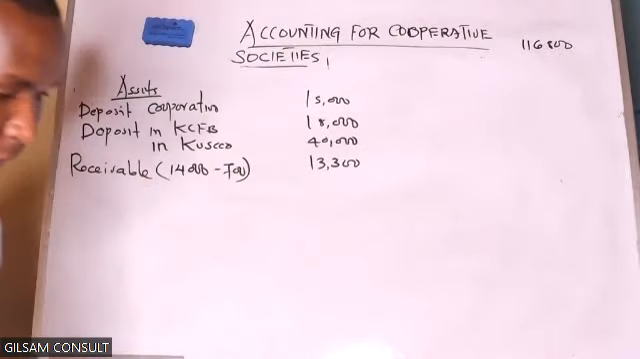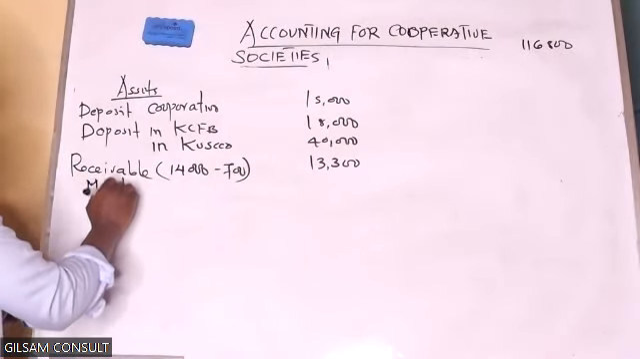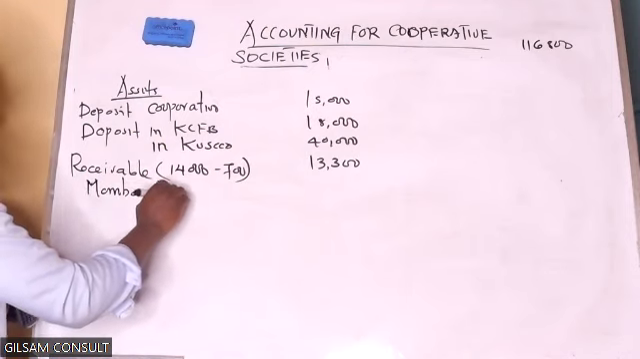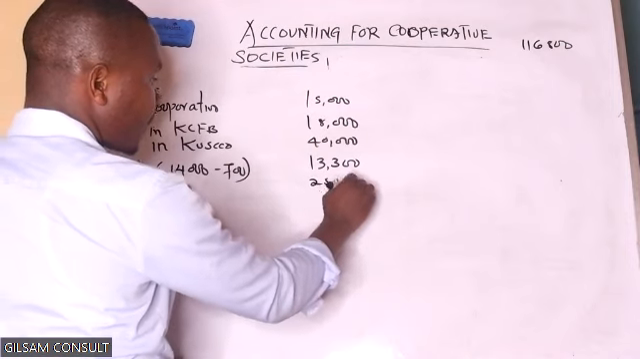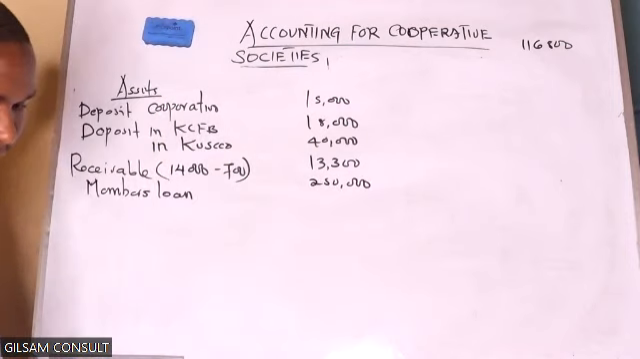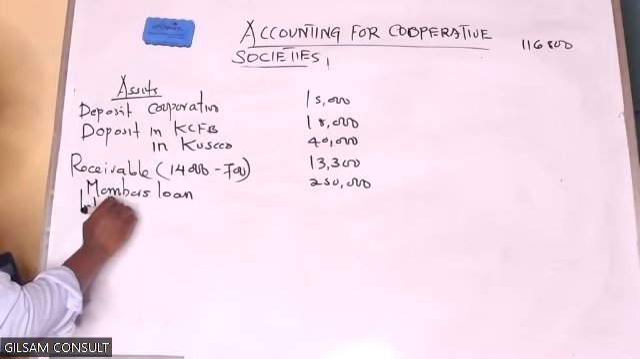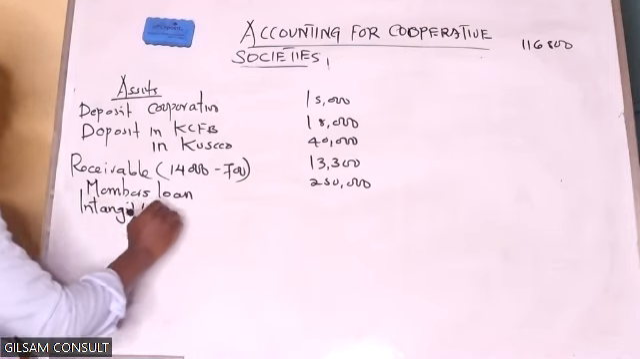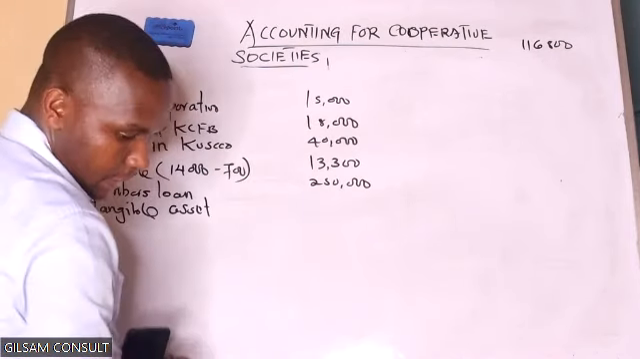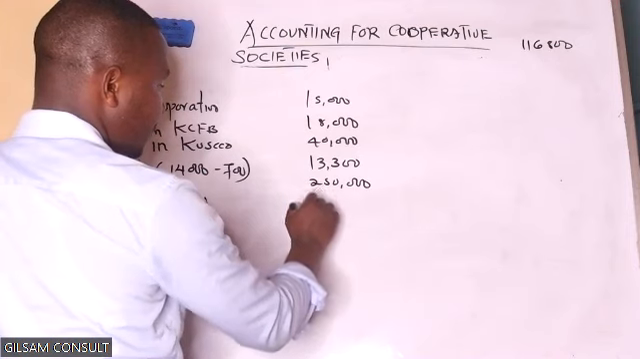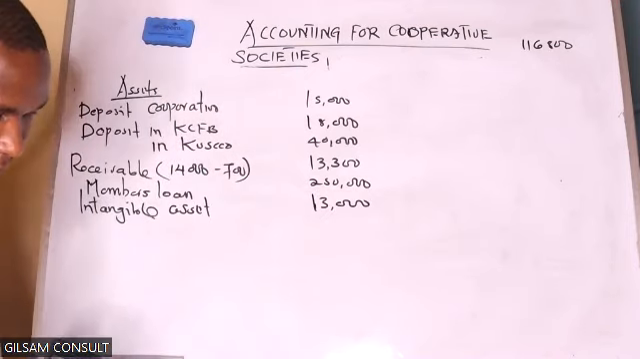Look at the additional trial balance. What else do we have? Members loan, 250,000. We have intangible assets. How much? 13,000.